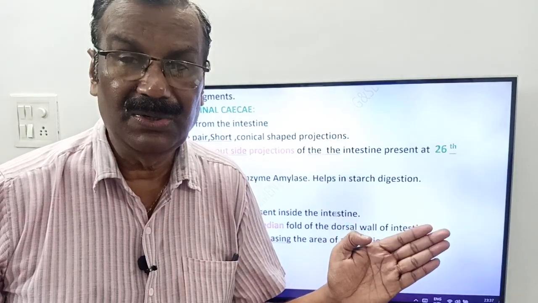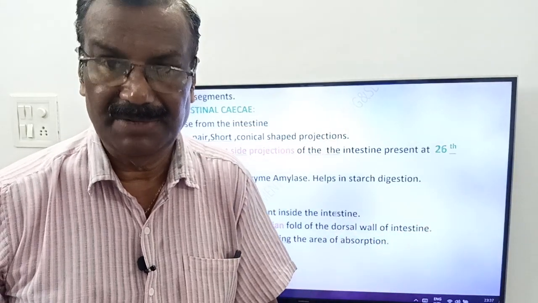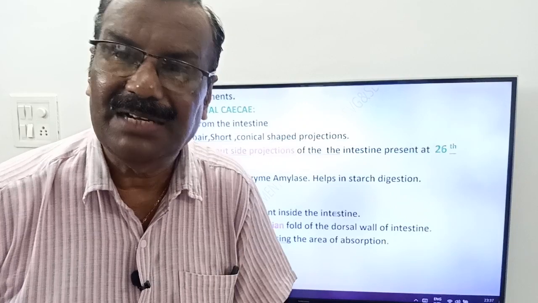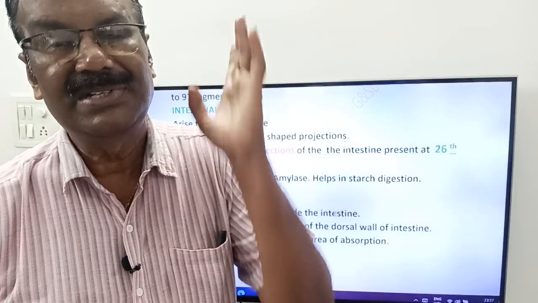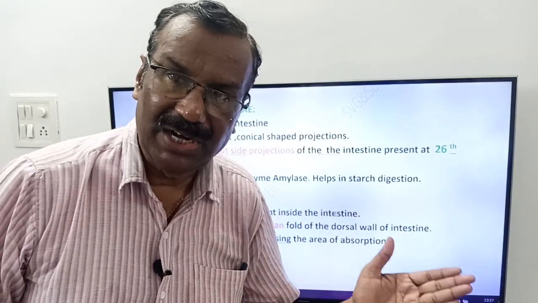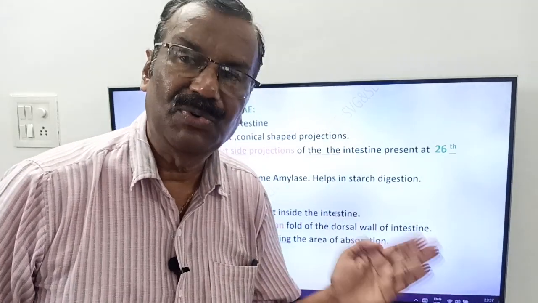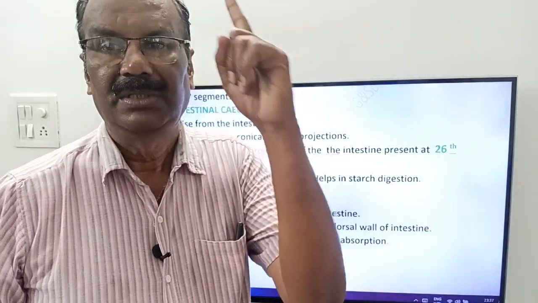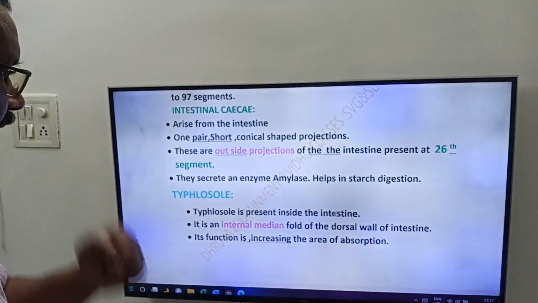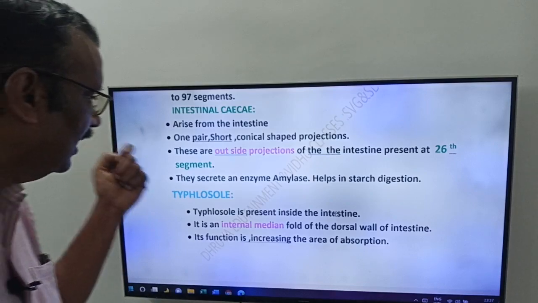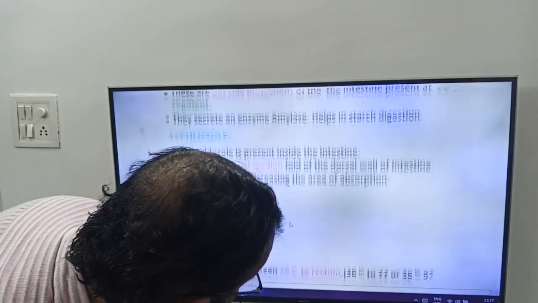It is present up to the last 23 segments. Means if the earthworm has 100 segments, it is present from 26 to 77 segments. If the earthworm has 120 segments, it is present from 26 to 98 segments, friends. Okay, that is about the intestine and typhlosole.